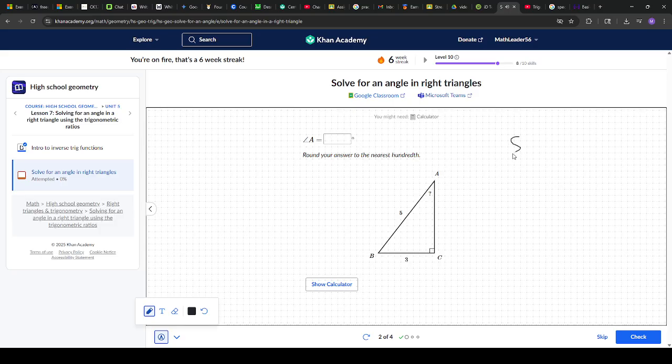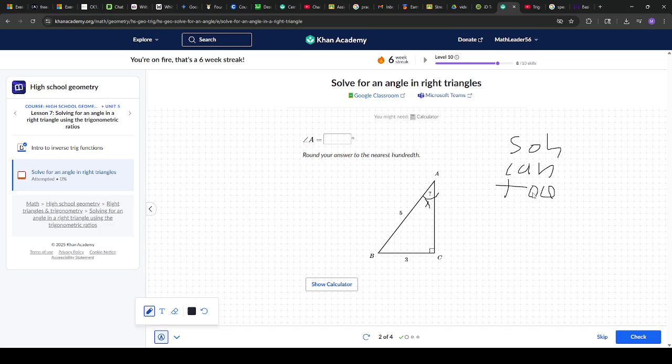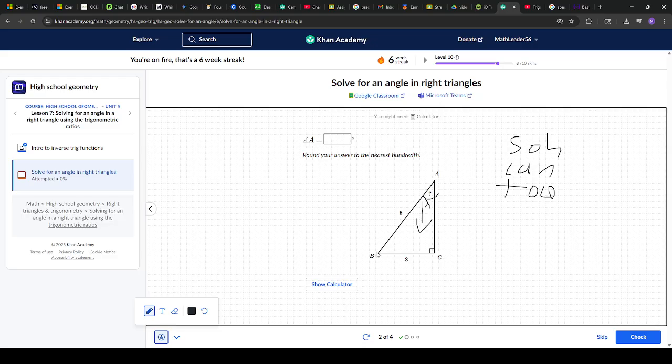Okay, next one, we're going to just write the acronym again. So let's just call this angle X. It involves the hypotenuse here, so we can't use tangent, because tangent's only opposite and adjacent. Its opposite is 3, because you see this side is not touching the angle, but these two are. So it's opposite and hypotenuse, which is sine.